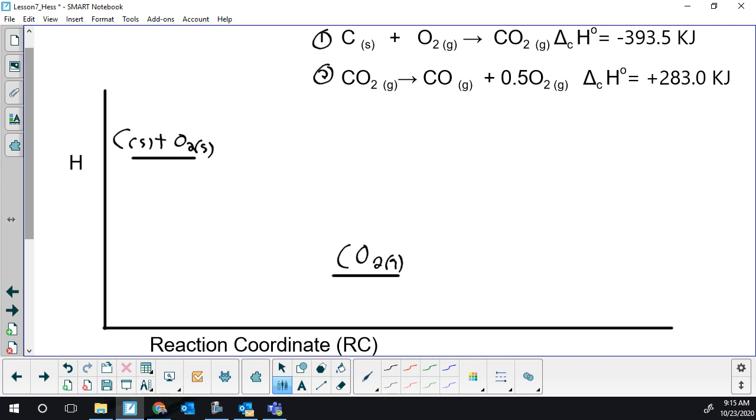The change in enthalpy is negative, which is why I've already had this going down. And there's 390 some kilojoules released. I did not put the negative because I used the arrow. So that's what that first reaction would look like on a chemical potential energy diagram.